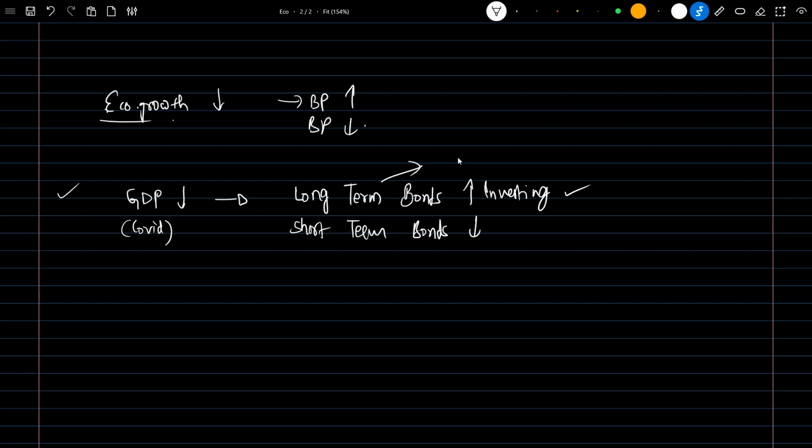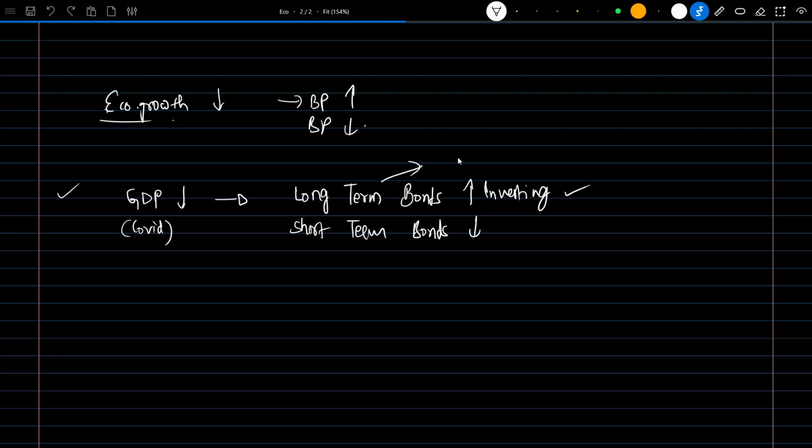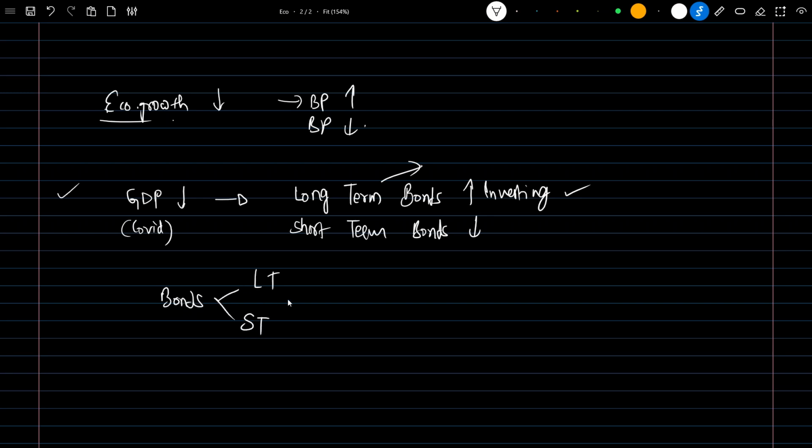If GDP is decreasing, there is not much development happening with respect to the government as well as the people. There is no money with the people, so the government is not getting any revenue to its pocket. So it needs to raise money, and simply it will be releasing bonds. Generally bonds are of two types, long-term bonds and short-term bonds. Long-term means a long maturity period, let's say 10 years, while short-term bonds have a short maturity period, like less than 1 year.